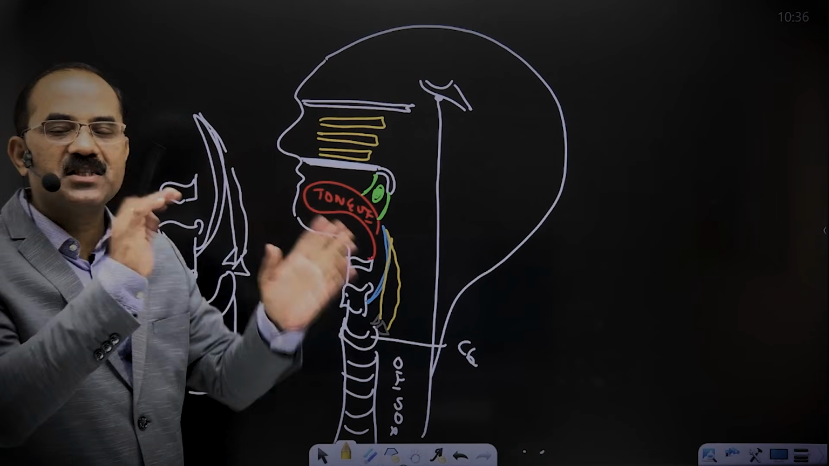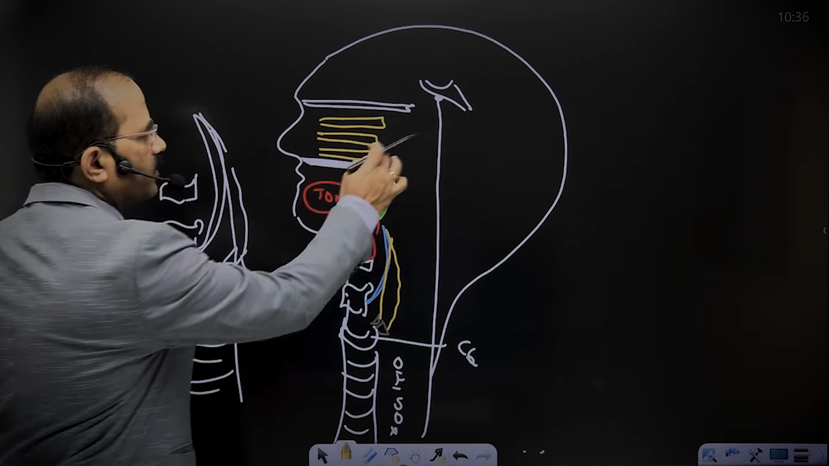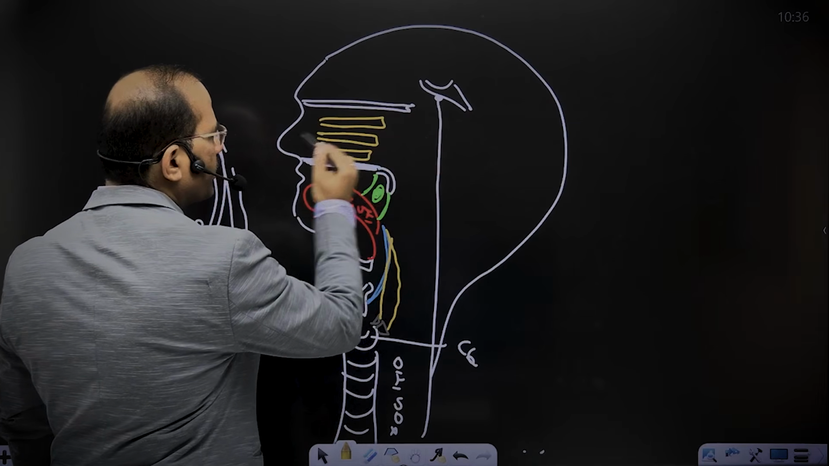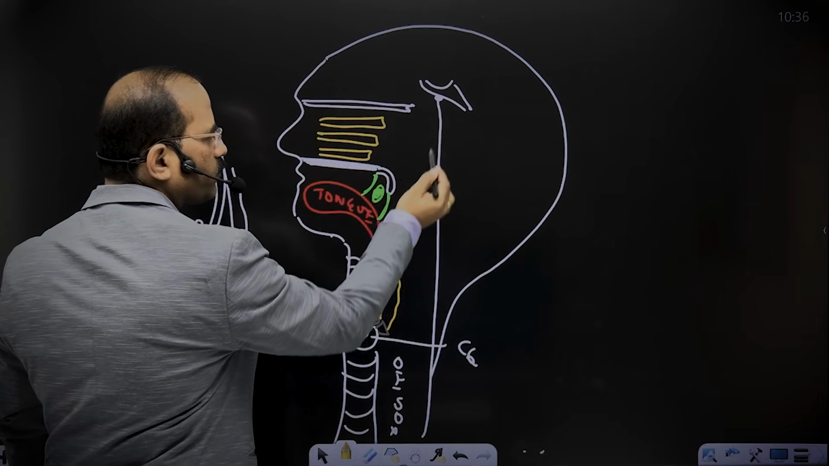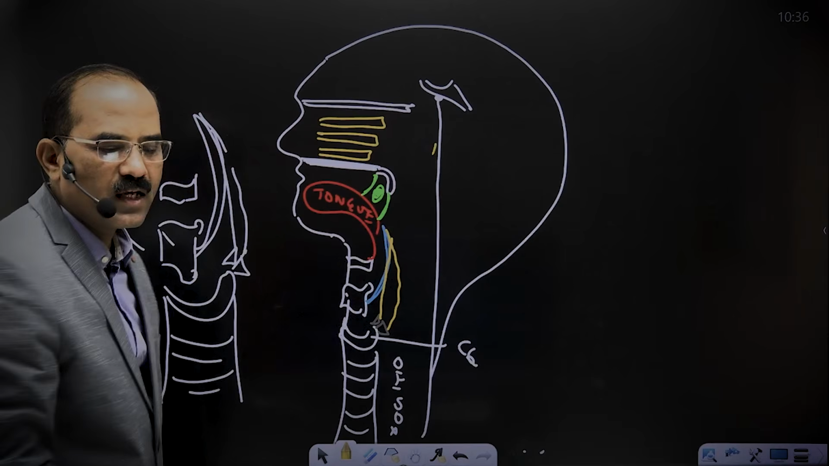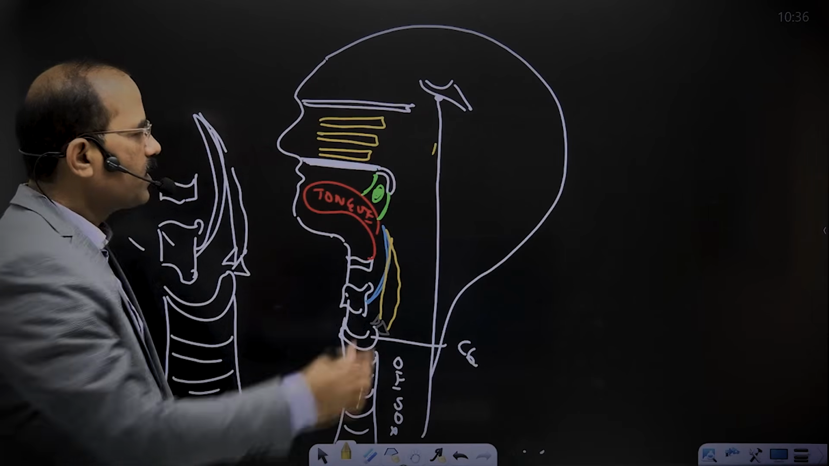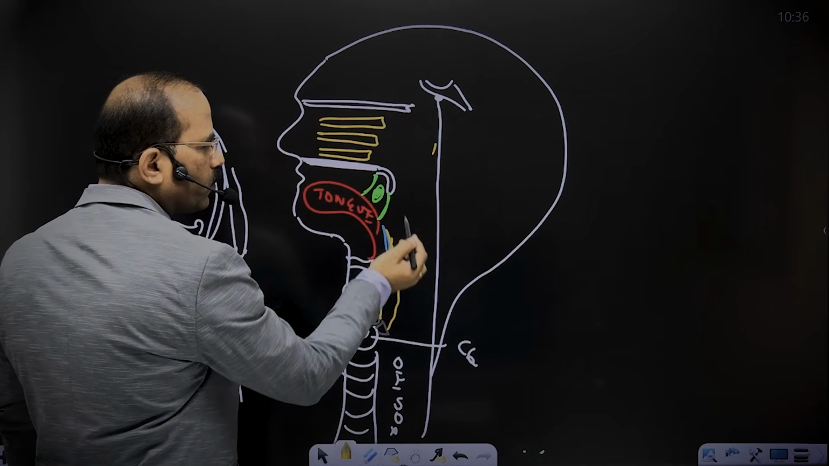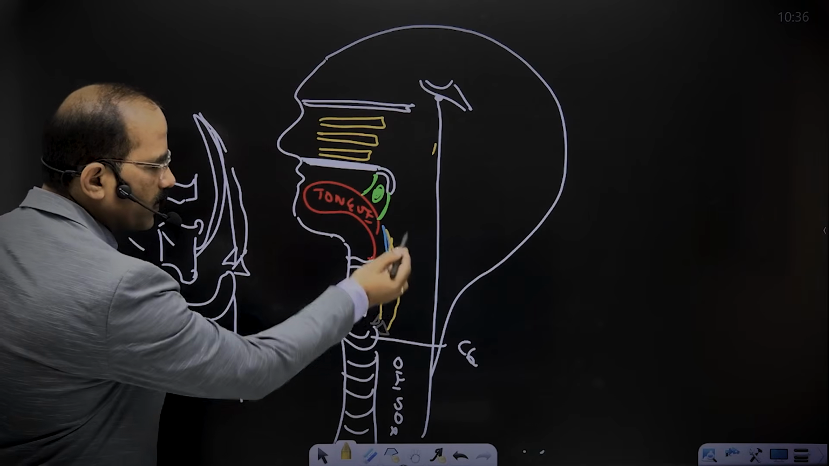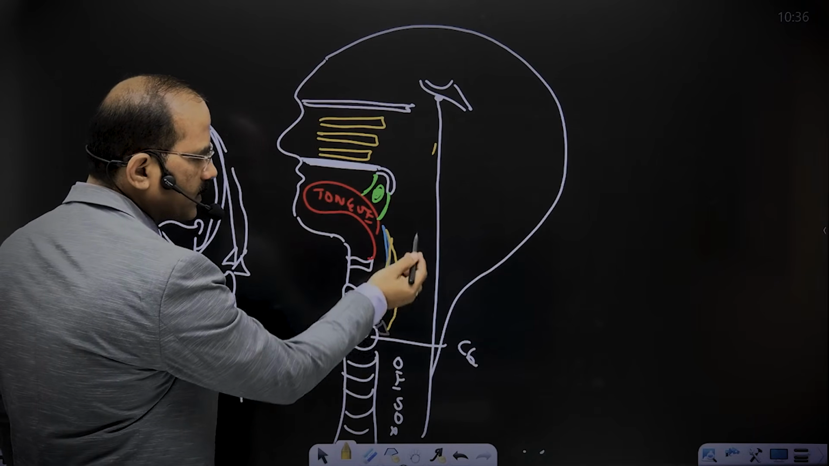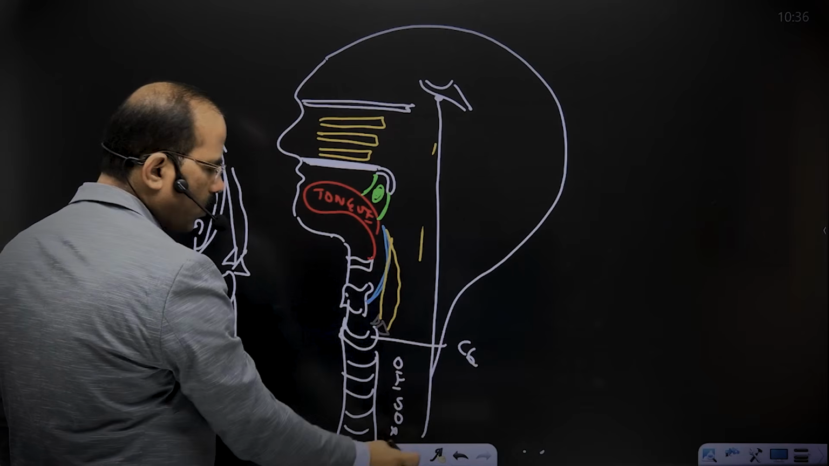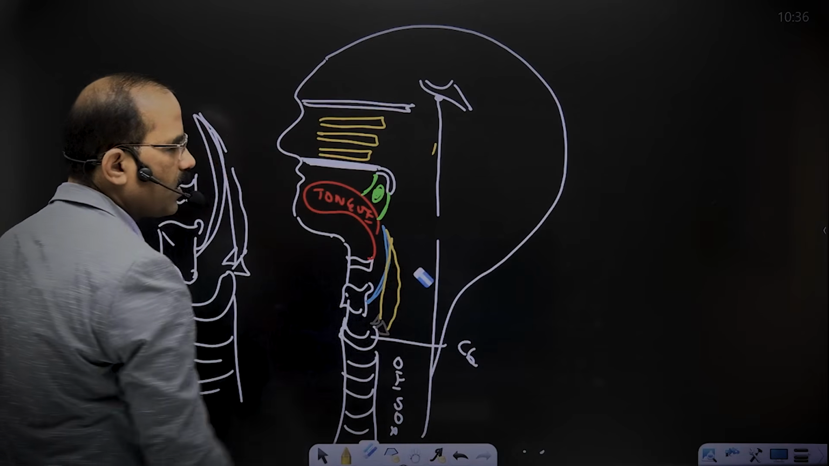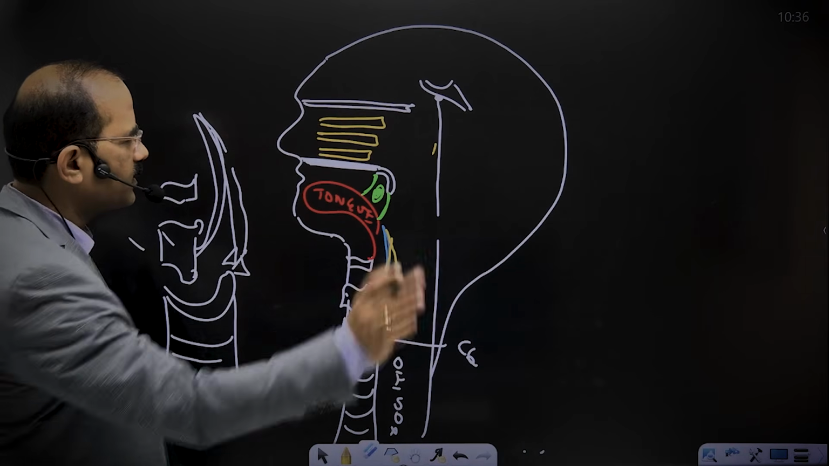The pharynx is made up of three parts. This part is behind the nose. That's the nose. So this part of the pharynx behind the nose is known as nasopharynx. This part of the pharynx behind the mouth is known as what? Oropharynx. And this part of the pharynx behind the larynx is known as the laryngopharynx, or it is also known as the hypopharynx.